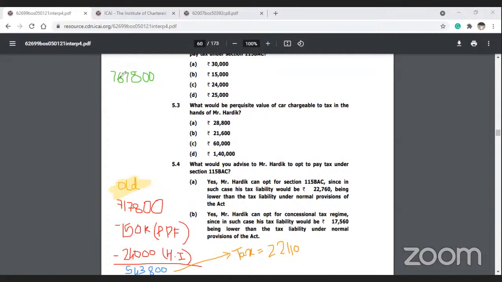But in 115 BAC there is no deduction, no? We allowed it as deduction from chapter 6A. Yes, that 24,000 is the chapter 6A deduction. You got it, Vidhi? But that is not allowed in 115 BAC. So you will have to calculate tax liability according to the 767,800. Tax liability is 41,777.